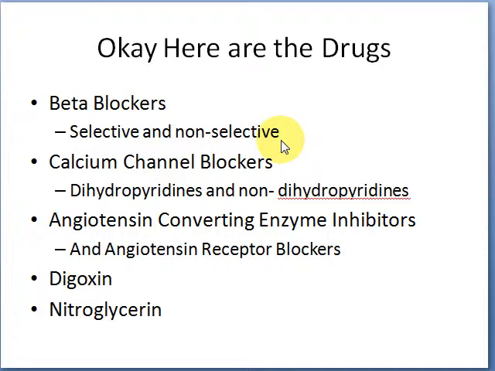So the next classification of drugs is angiotensin converting enzyme inhibitors, otherwise known as ACE inhibitors, and they are intricately involved with angiotensin, a potent vasoconstrictor in the body, and these drugs block the production of angiotensin. And so we'll look at that classification of drugs and how it promotes vasodilation. And digoxin and how it relates to management of congestive heart failure. And lastly, nitroglycerin as a prototype for vasodilators.